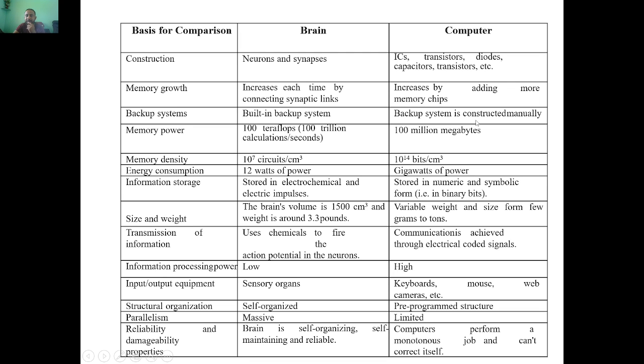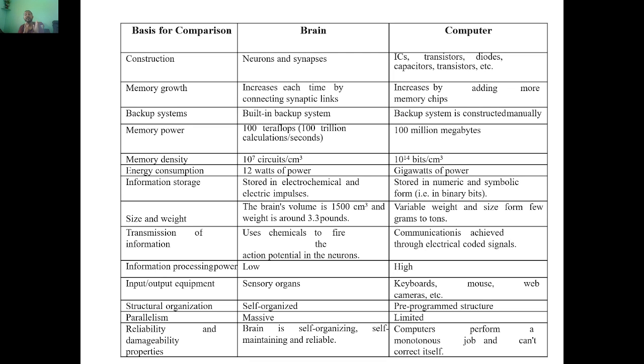Whereas in a computer, the backup system is constructed manually. So the backup system will be based on whatever you want it to be. Next, memory power. So here memory power is 100 teraflops. That is nothing but 100 trillion calculations per second.